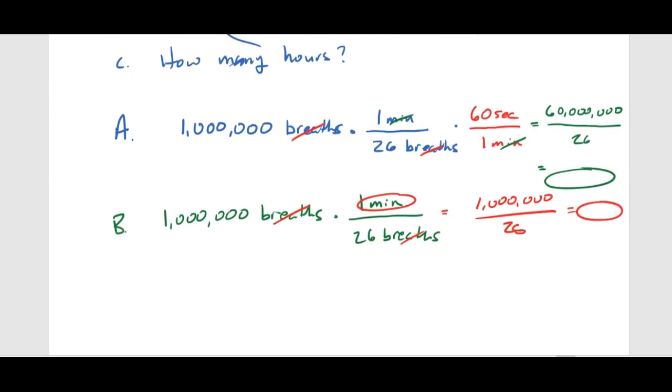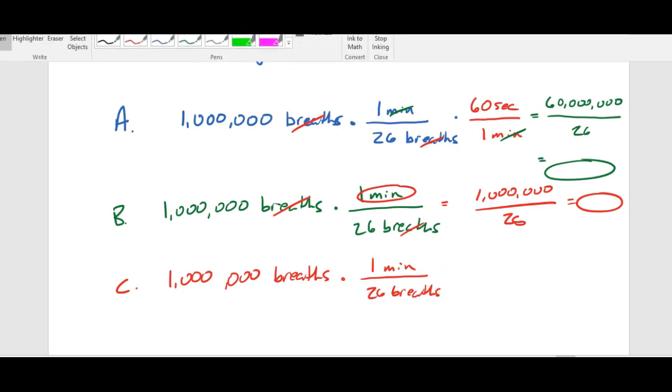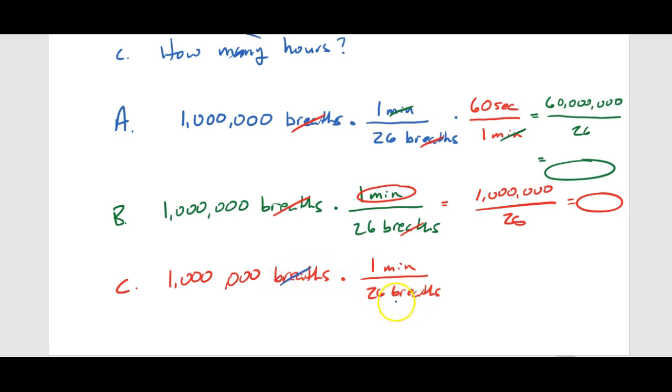And then if we just take a quick look at C, and D and E are going to all work the same way. If I have 1 million breaths, and then, like I said, you have to use this ratio again, this 1 minute and 26 breaths. So 1 minute over 26 breaths. Because when I do that, breaths and breaths cancel out, but the unit I have is minutes, and I want hours.